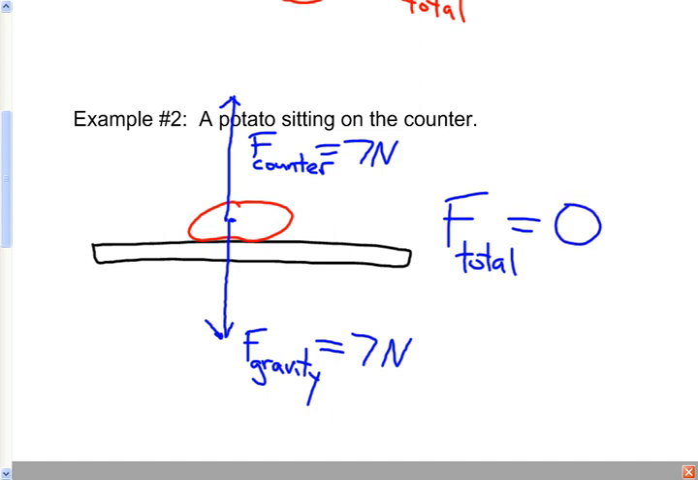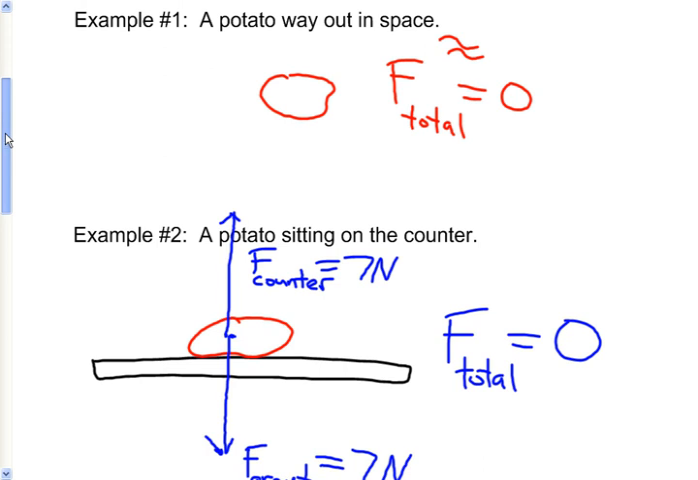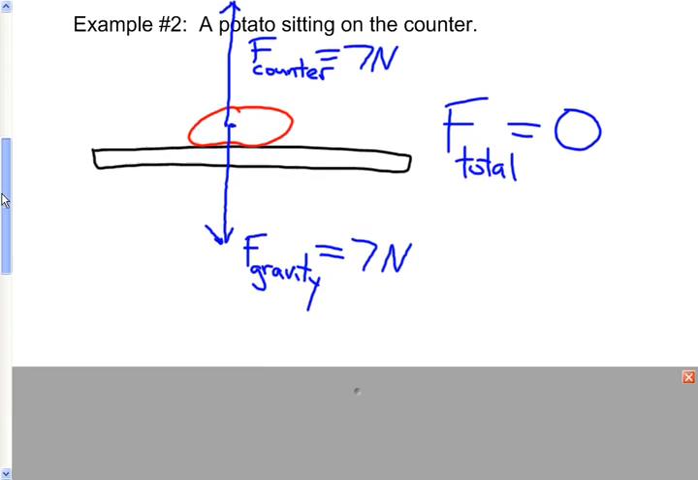equals 0 again. So up in space, we had a total force of 0 simply because there were absolutely no forces acting on the potato. In the second example, sitting on the counter, there are forces acting on the potato, but they balance each other. That's a good word to have rolling around your little brain cells near your equilibrium brain cell. If all the forces are balanced, then the total force will be 0.